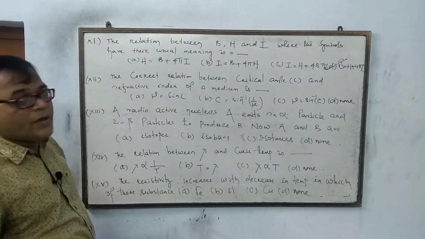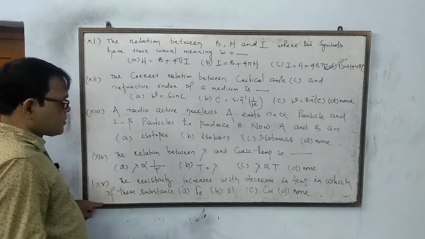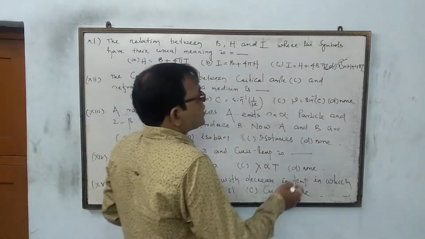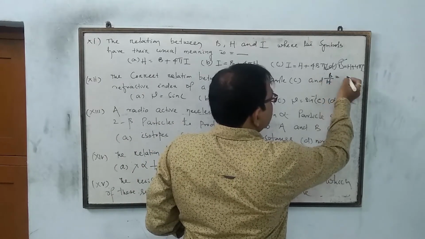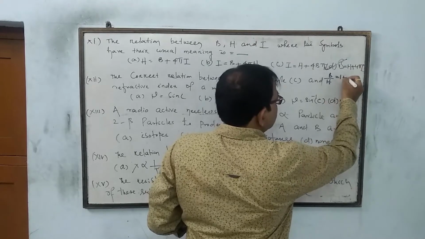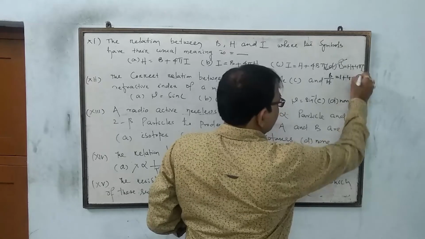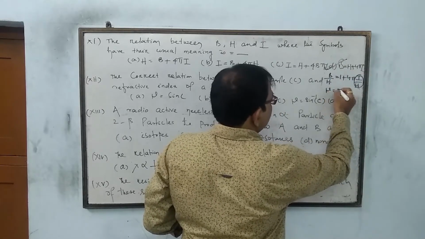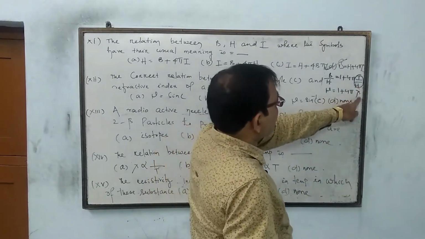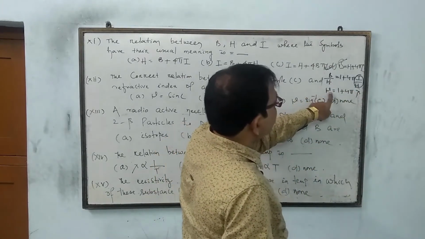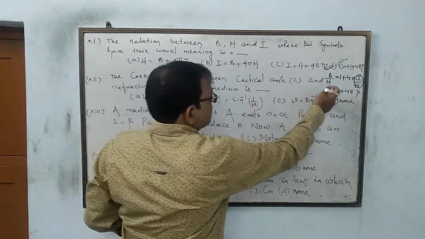Option D, B equal to H plus 4 pi I. You have got this relation. This is a completely fundamental question, and there is a related question too. If I divide by H on both sides, then B by H is equal to 1 plus 4 pi into I by H. Here I by H is susceptibility and B by H is permeability. So mu equal to 1 plus 4 pi xi. Xi stands for the susceptibility I by H, and B by H is mu, which is permeability. That is the relation between permeability and susceptibility.